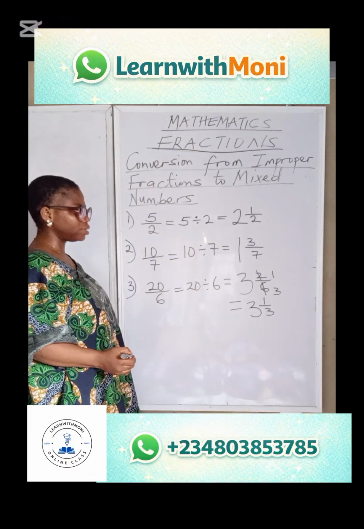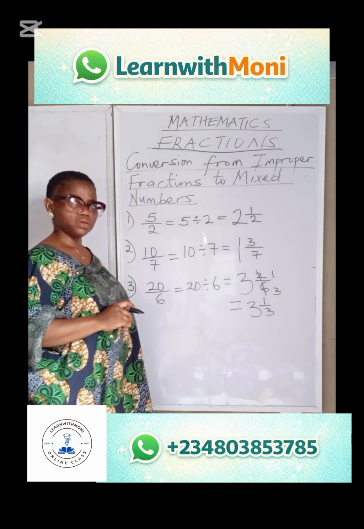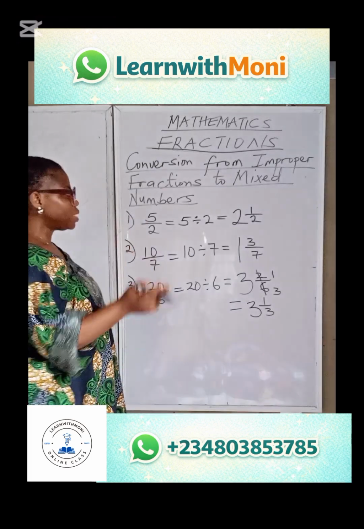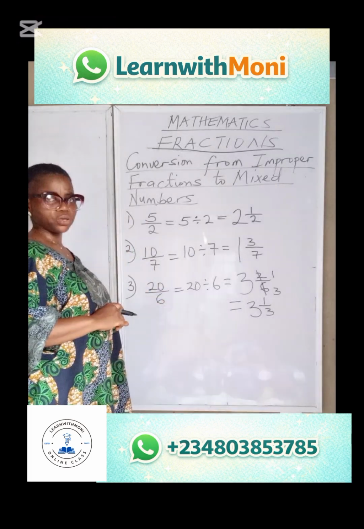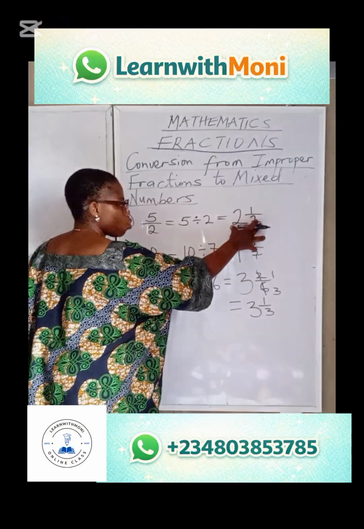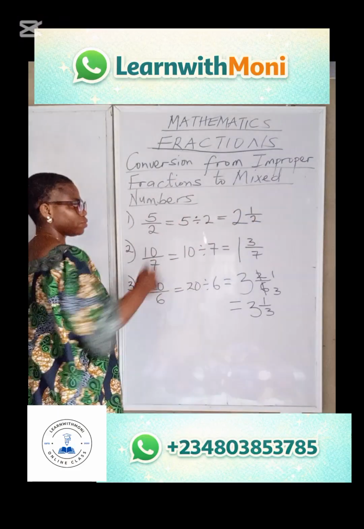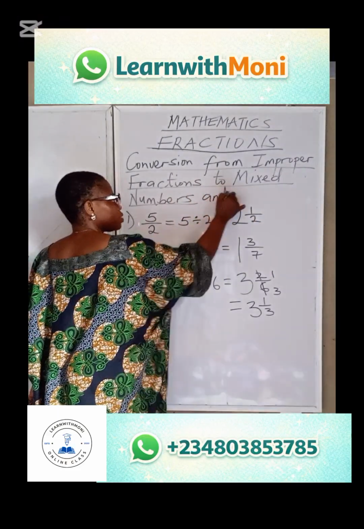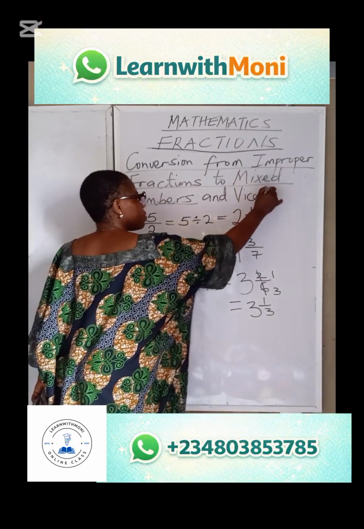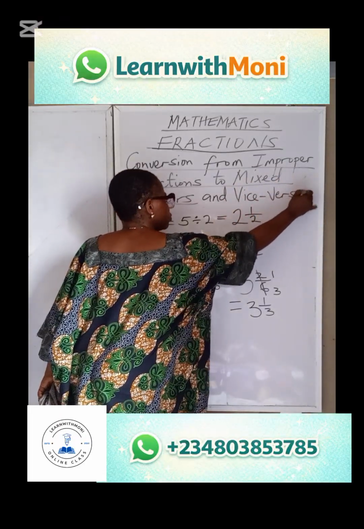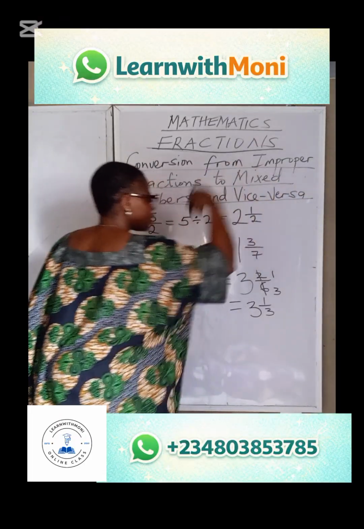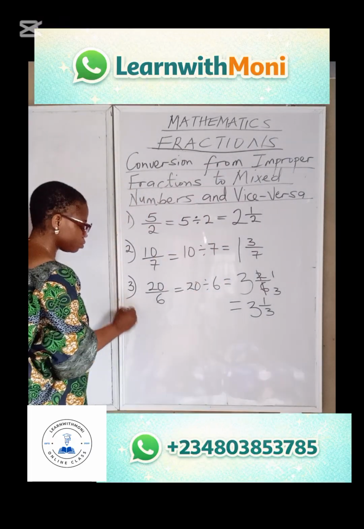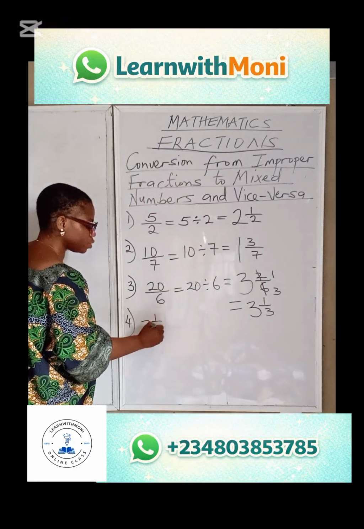I hope we understand this. Let's do the reverse. Conversion from mixed number to improper fraction. What about if it is 2 whole number, 1 over 2 I have, and I want to convert it to improper fraction? What do I do? So let us do the reverse. That is the vice versa. I have 2 wholes, 1 over 2.